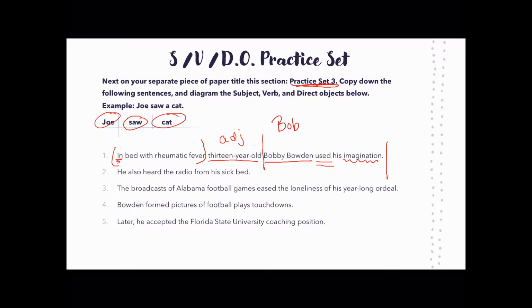Okay, so let's diagram this. Bobby, remember we use our capitals. Bowden, used, imagination. And then we go like this here. And then pretend like I didn't do that there. I would erase that if I had a pencil, but I don't know how to erase on this thing. Okay, so Bobby Bowden used his imagination. Pause me and write down numbers 2 through 5 and diagram them for me.